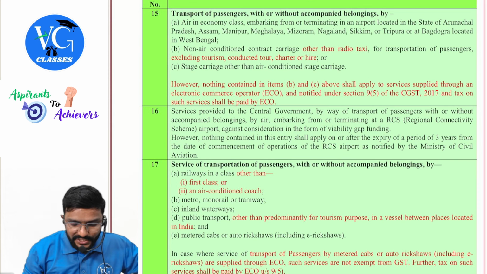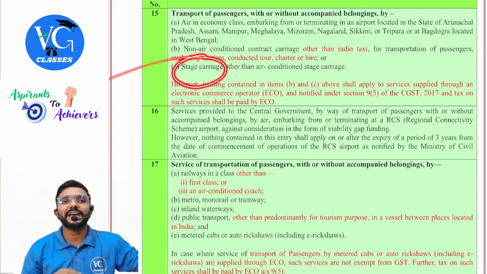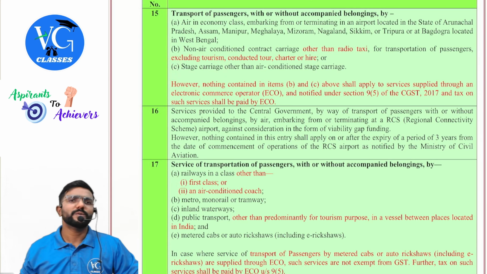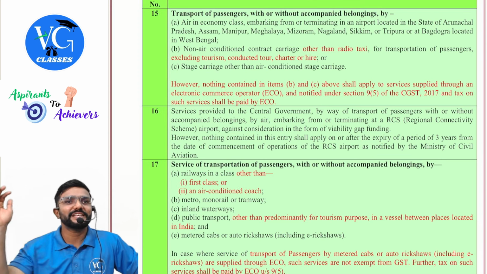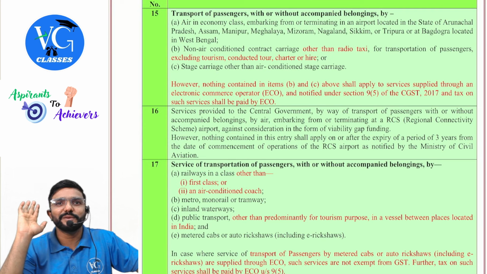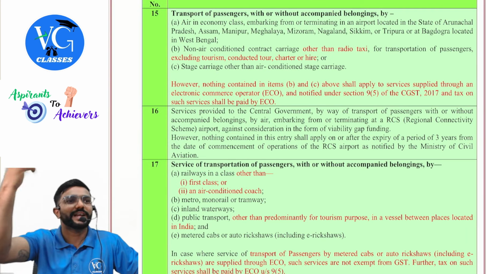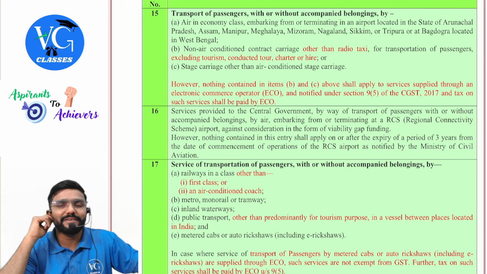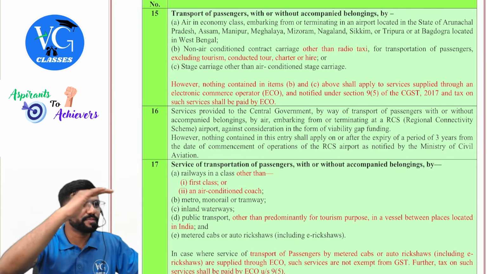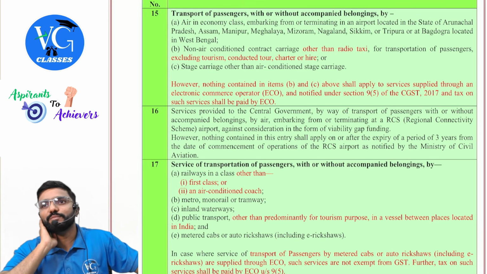Next, stage carriage other than air conditioned stage carriage. If it is a stage carriage, is it exempt? Yes. But if it is AC, taxable. What is stage carriage? Guys, public transport. Here I will not decide where the bus will go. The bus has already decided. They would have put a board. If I want to go there, I will step into the bus. I will embark the bus. They would have decided the destination points. Now I will get down at any one of the destination points.